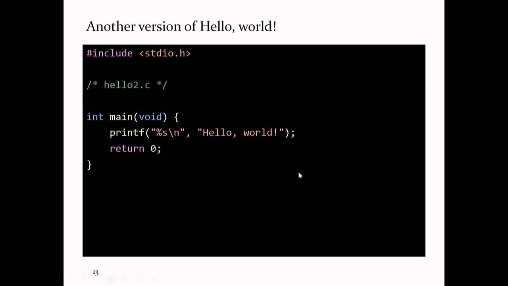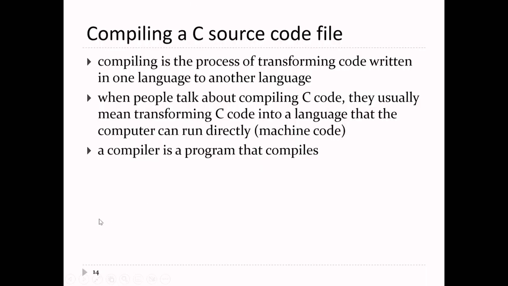And the notebooks actually go through in some detail exactly the steps that a typical C compiler uses. Compiling is the process of transforming code written in one language to another language. So you can write a compiler that translates C into, say, Java, for example, or from Java into C.